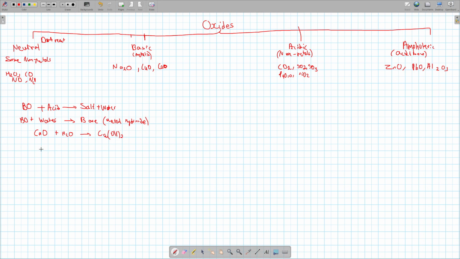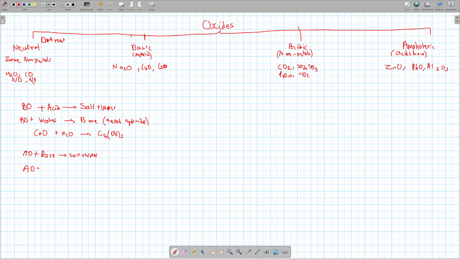Okay, we finished basic oxides. Now acidic oxides. First thing, like we said here, it can react with a base. Same thing to produce salt plus water. Acidic oxide plus base equals salt and water. Okay, we know this, easy.